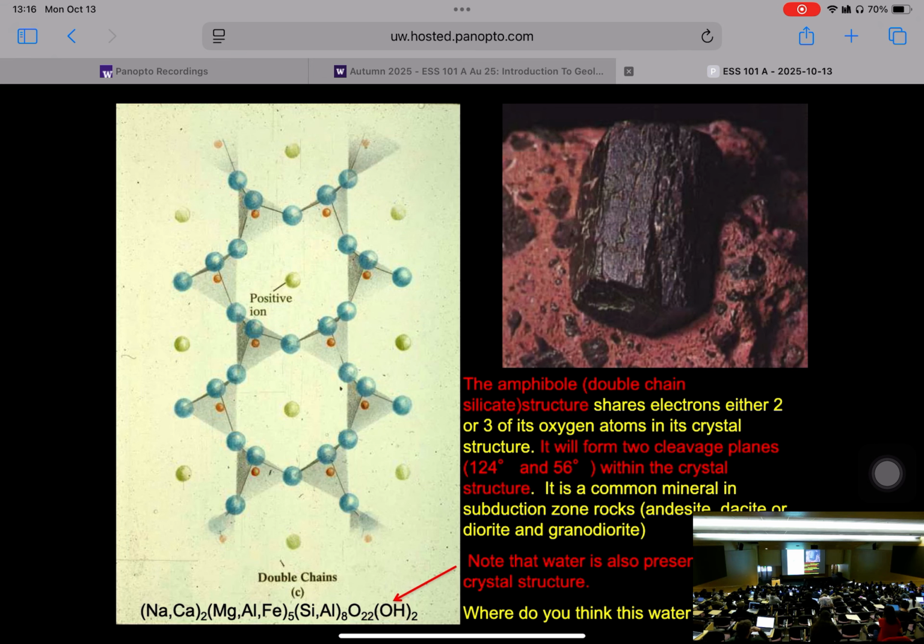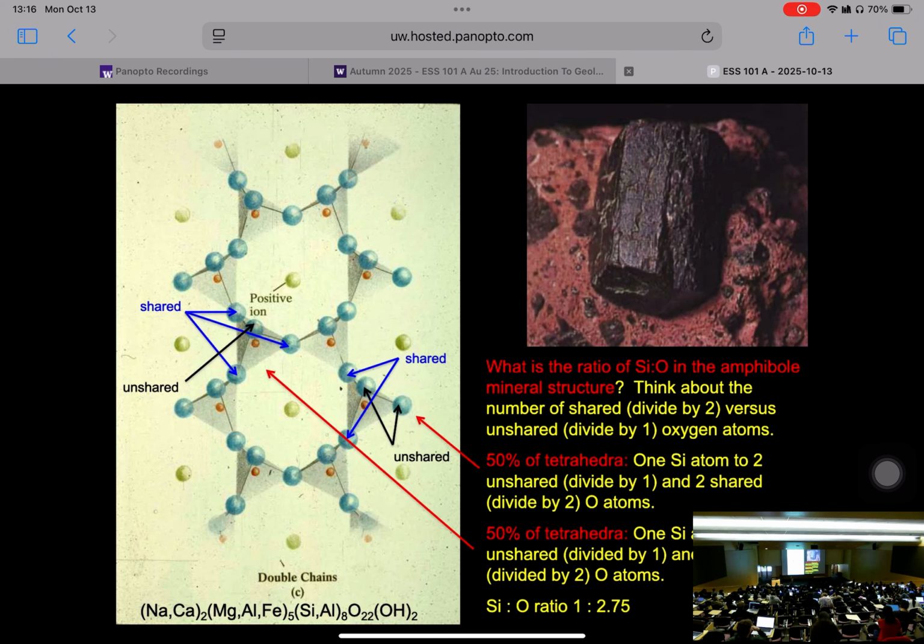Yeah, 1 to 2.75. Is that a bigger ratio than 1 to 3? Yes, it's more silica rich. If it's more silica rich and you're taking up more, satisfying more valencies, then you're going to have less opportunity to bond with iron and magnesium.